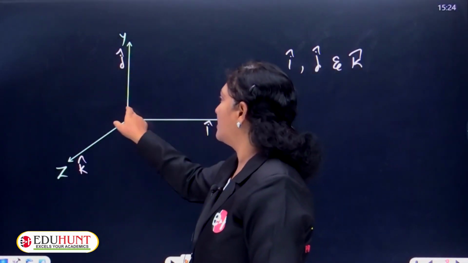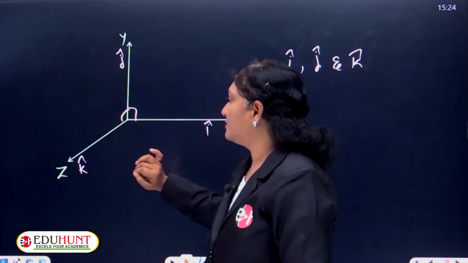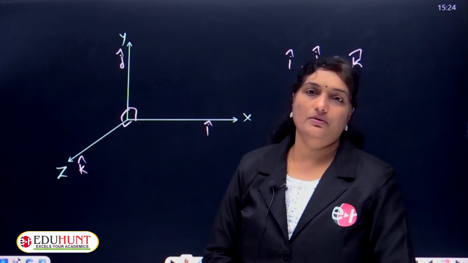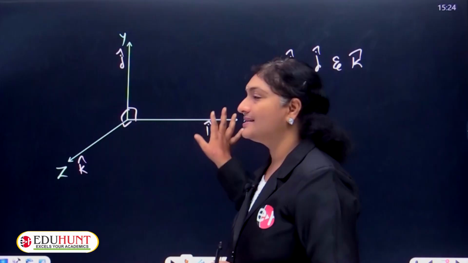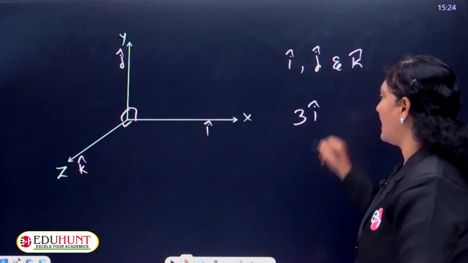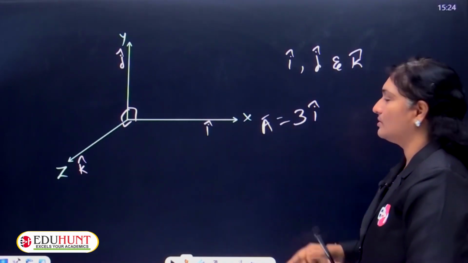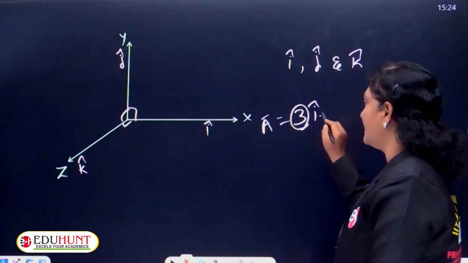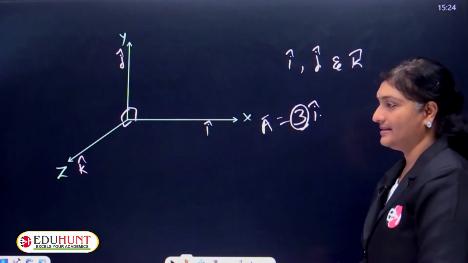that i and j are perpendicular to each other, j and k are perpendicular to each other, whereas k and i are also perpendicular to each other. Their main property is to represent the direction. For example, if you consider 3 i cap, what does that represent? A bar is equal to 3 i cap indicates the magnitude of A is 3 and it is on the positive x-axis.